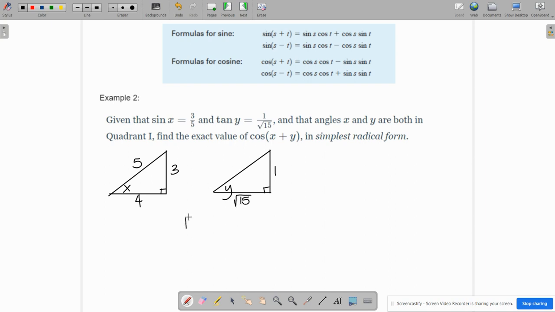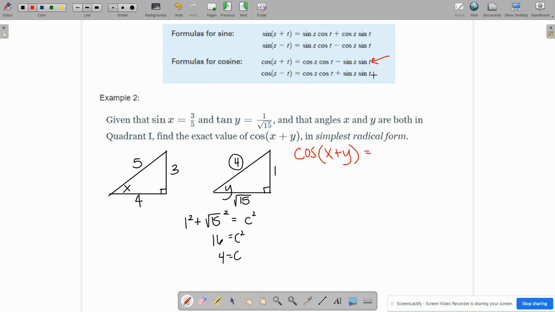So to find the hypotenuse here, we want to take 1 squared plus the square root of 15 squared, and that's going to equal c squared. So 1 plus 15, or 16, will equal c squared, and therefore c will equal 4. So the hypotenuse here would be 4. That should be enough information in order to figure out the cosine of the quantity x plus y.